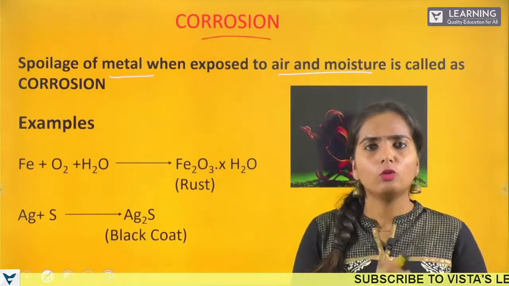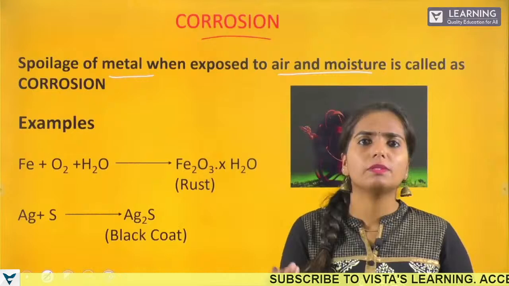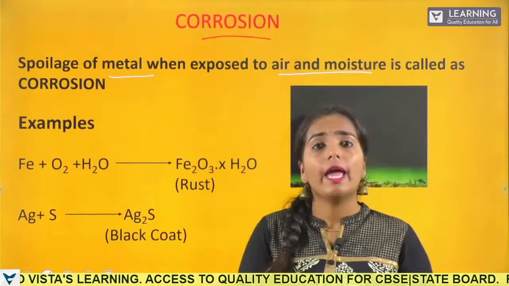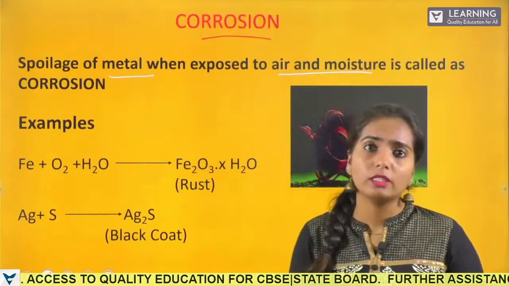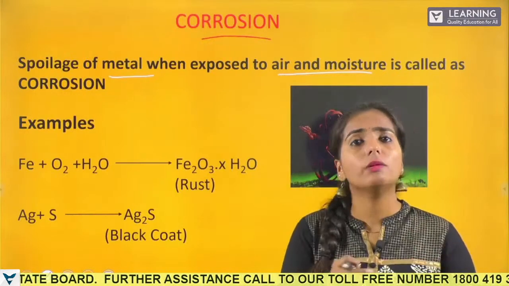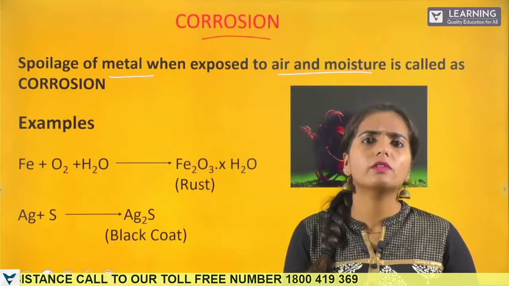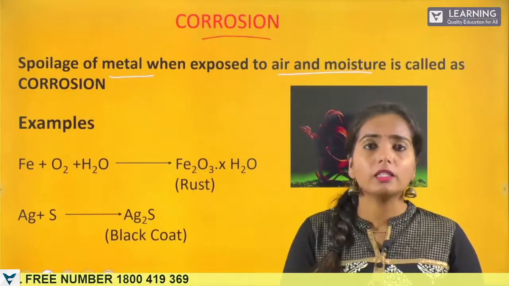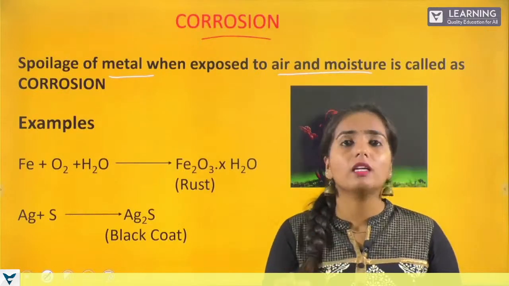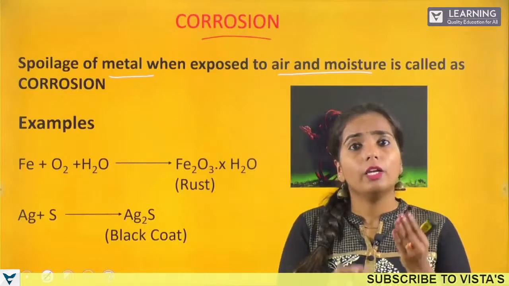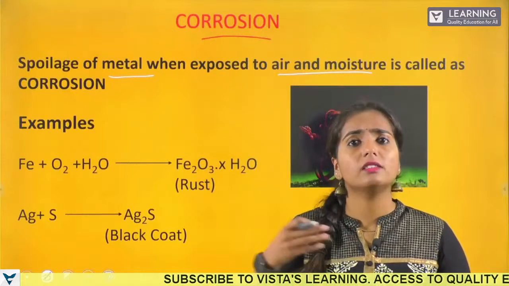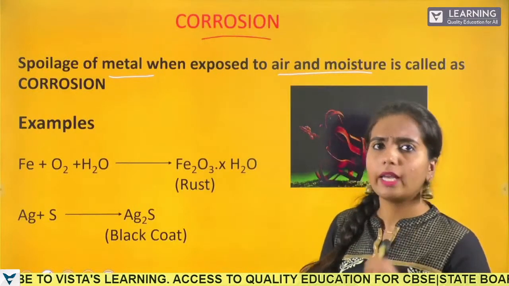You can see when you keep the iron key outside for a long time, or a silver spoon exposed to the air for a long time, there will be a layer formed on it, right? That is what is called corrosion. That layer, the brown color layer on our iron materials, or a black color layer on our silver materials, is the result of corrosion formed on our products. I have explained this here with 2 examples.